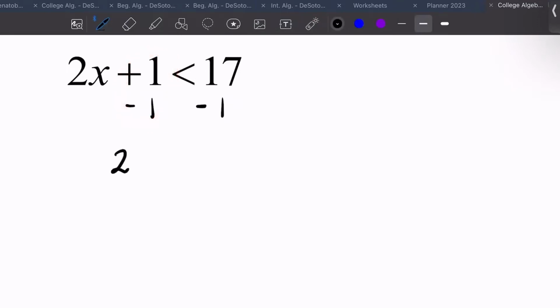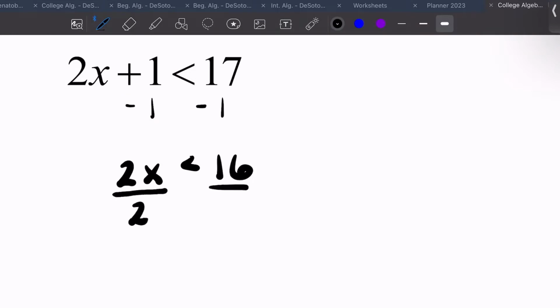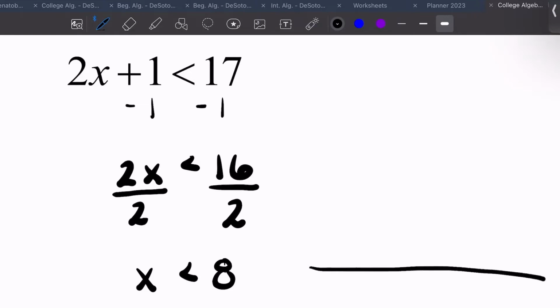And we get 2x. 2x is less than 16. So then you're going to divide by 2 and get x is less than 8. Okay. Well, now we solved our inequality. All right, let's throw it on a number line really quick.